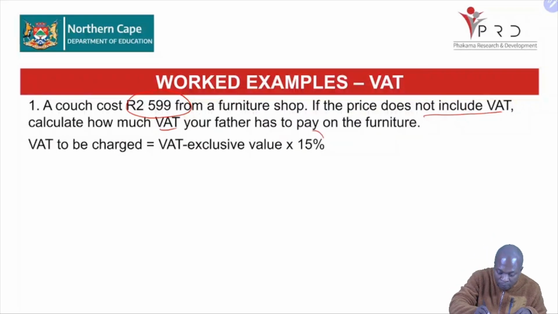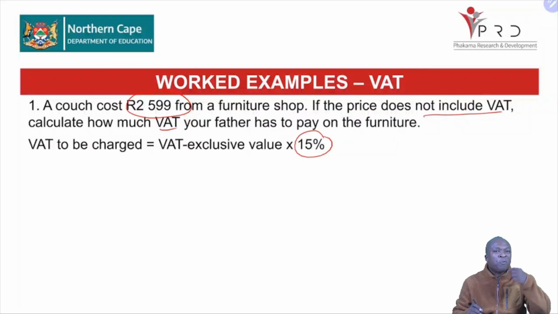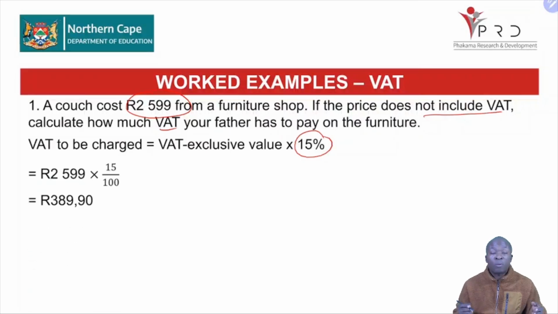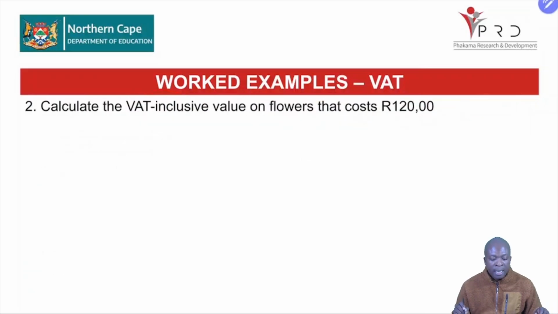Now that is when you find 15%, because you are now finding it to include it. So it will be 2,599 times 15 over 100, which means you're going to add 389 rand 90 cents. Or if you are quick, you can just say 2,599 times 0.15. You will still get 389 and 90.